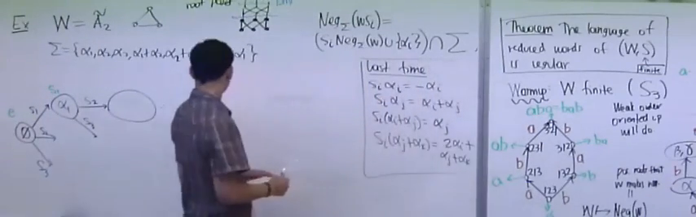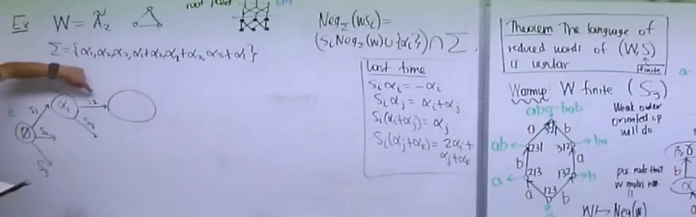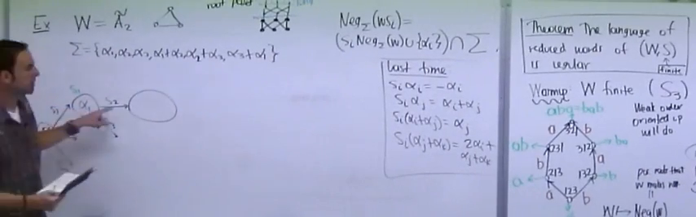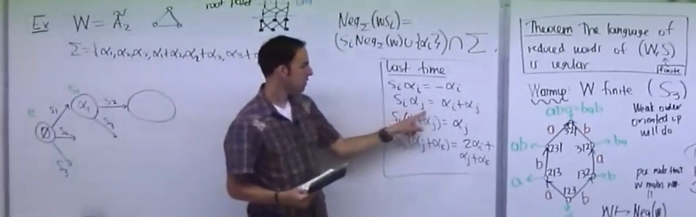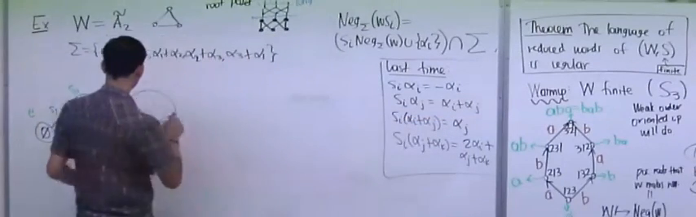Okay? So let's go back. I was saying that I needed to compute S2 alpha 1. S2 of alpha 1 is alpha 1 plus alpha 2. So I put that here.